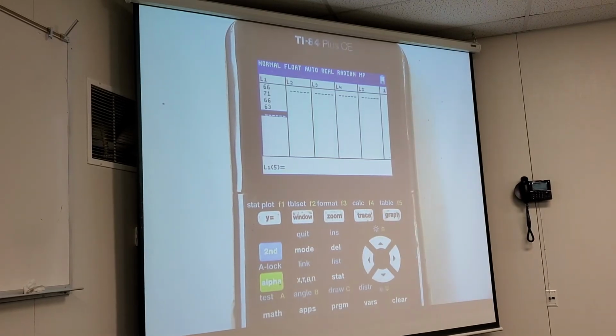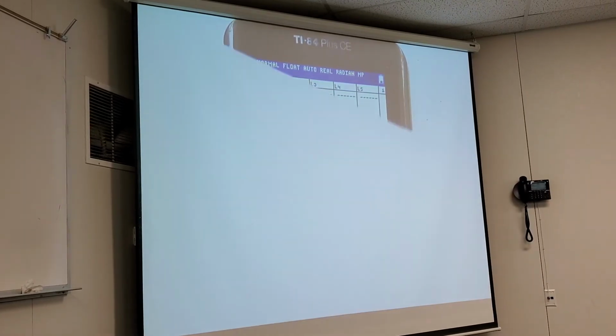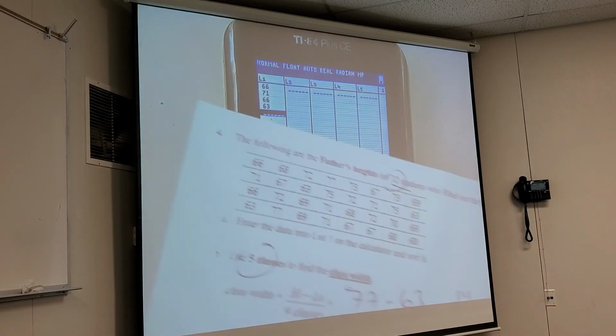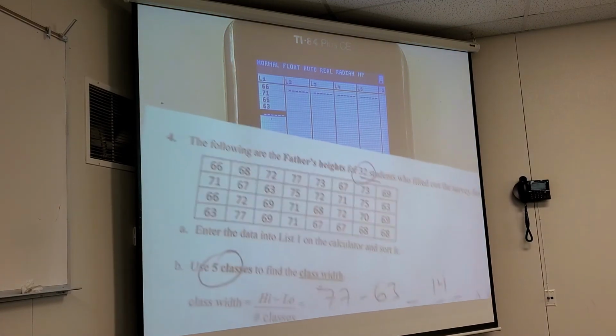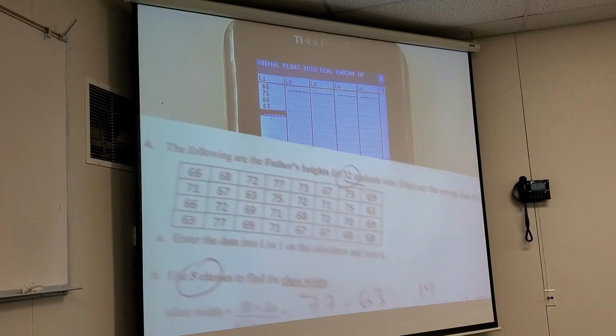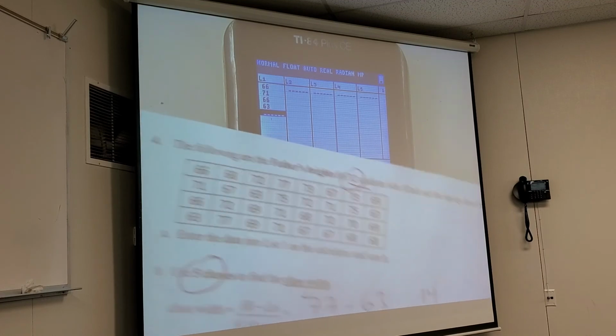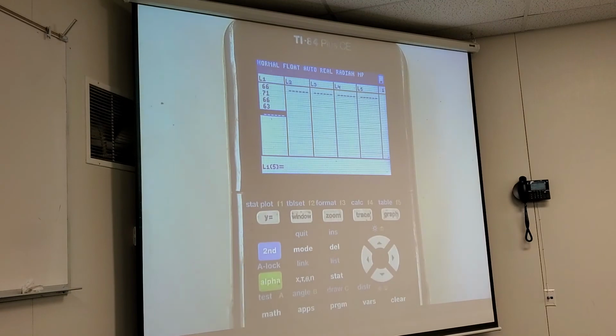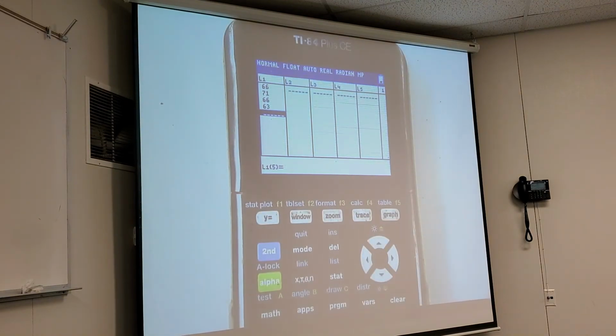You ready for this? How many variables are in this problem on number 4? 32? Nope. 5? Nope. 7? It's one variable with how many values? 32. What was the variable? It's related to the question asked. How many questions did I ask? One. For this study, it was fathers' heights. So there's one variable, 32 values. That's why I only use one list.